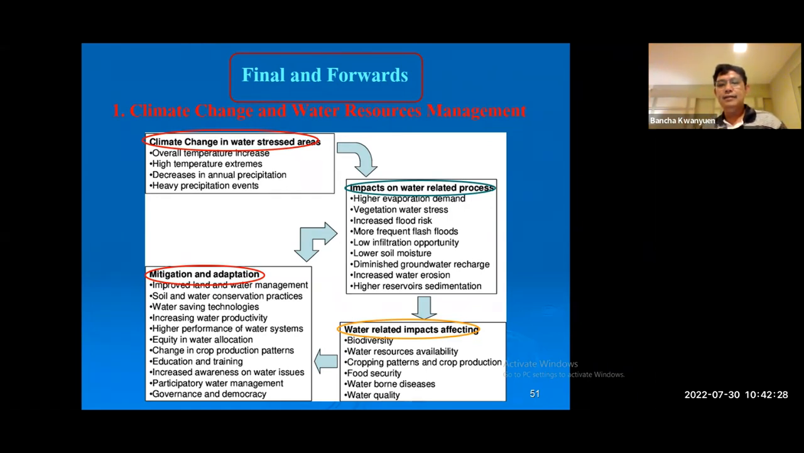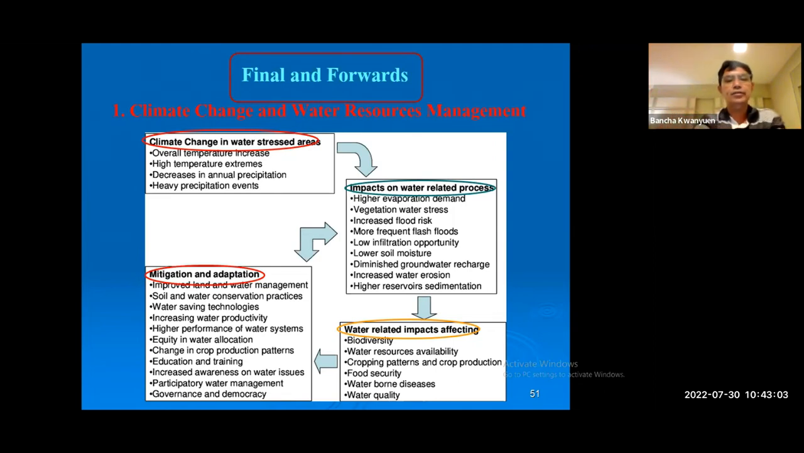Another related impact on water is on biodiversity and the availability of water, and of course we need to adapt our cropping pattern. We also have problems of water and food security, and also water quality. In this, we discuss a lot on mitigation and adaptation, so that's why every one of us comes here together. We need to talk about the input of land and water management.